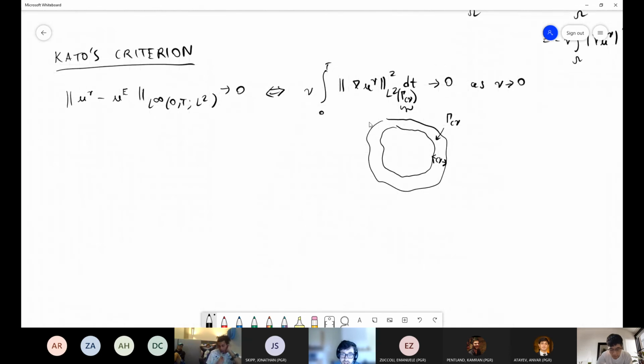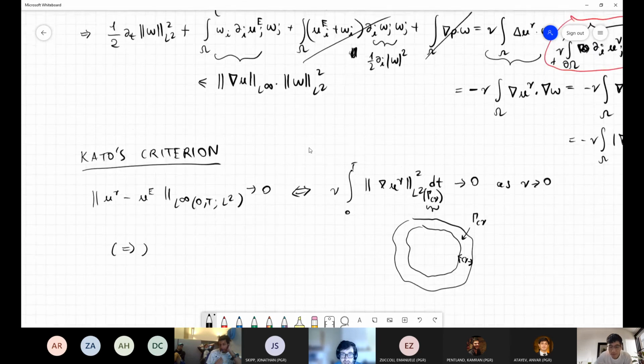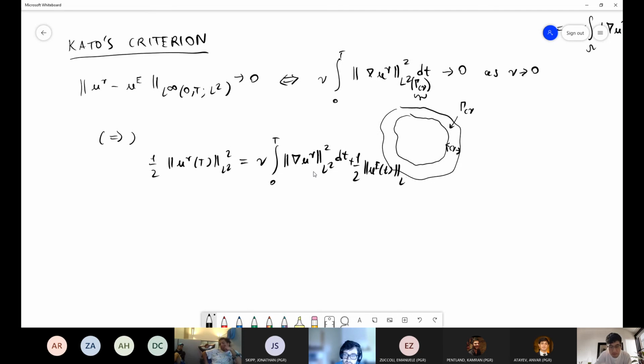And yeah, the implication from the left to the right side is fairly easy because, of course, by the energy estimates, similar to what I was showing earlier, we know that u_ν at time t equals this term here. So here we take the L2 norm in the entire domain. And sorry, this should be at time 0.